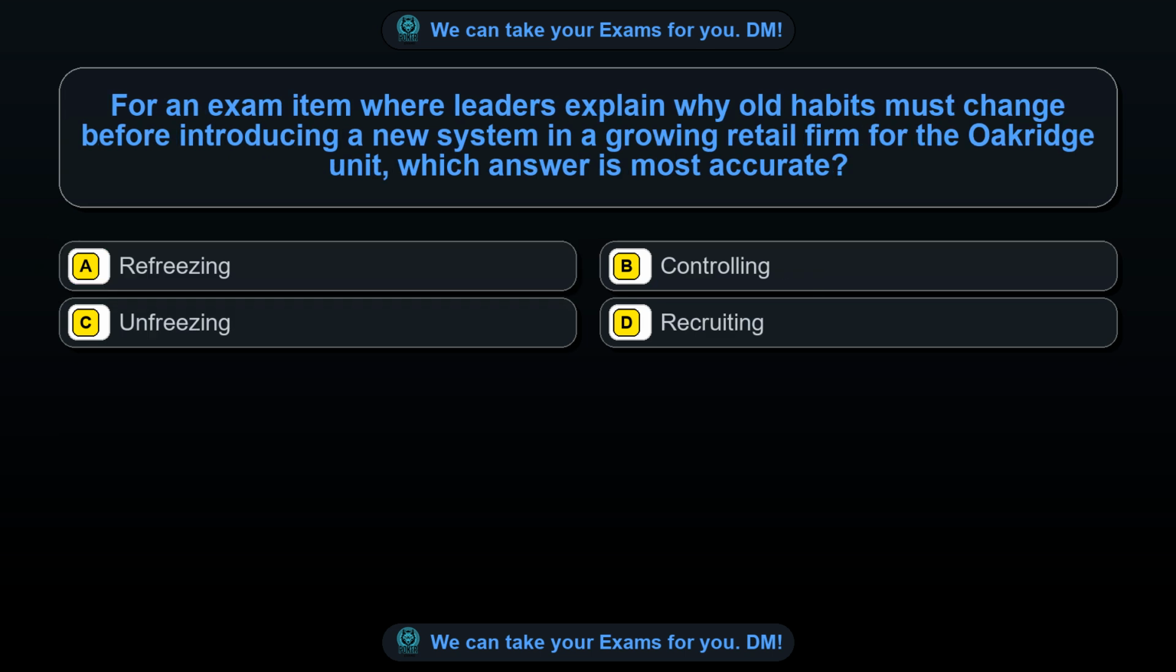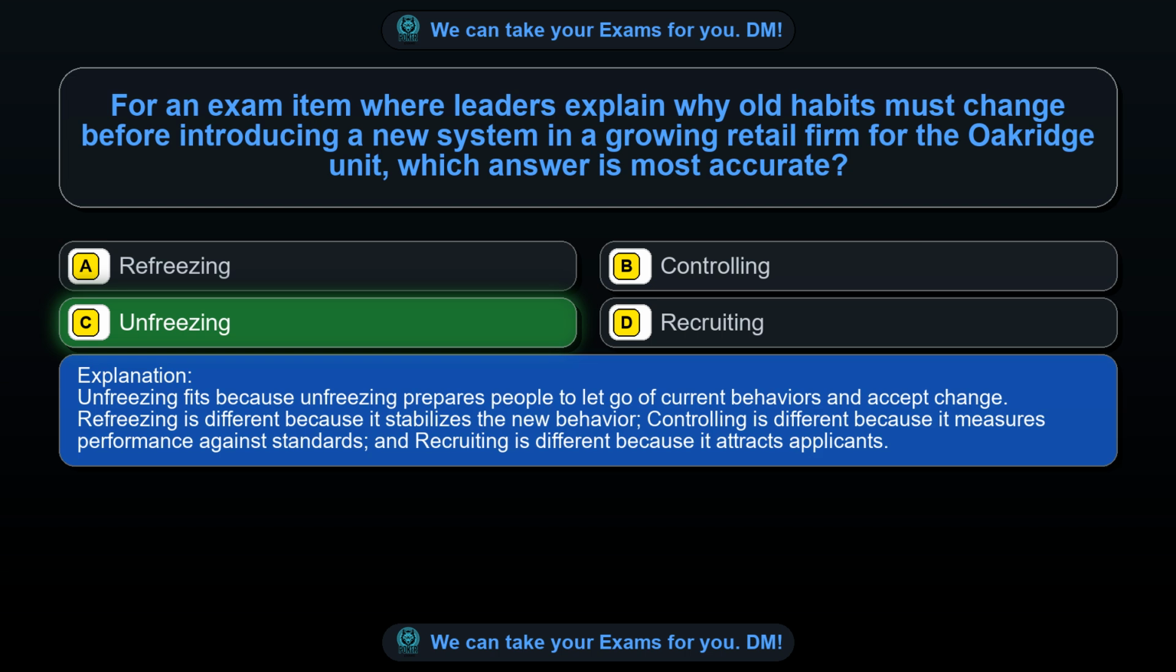Question 40. For an exam item where leaders explain why old habits must change before introducing a new system in a growing retail firm for the Oak Ridge unit, which answer is most accurate? Option A, refreezing. Option B, controlling. Option C, unfreezing. Option D, recruiting. The correct answer is option C, unfreezing.